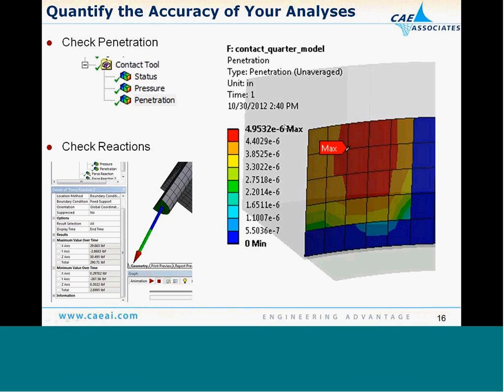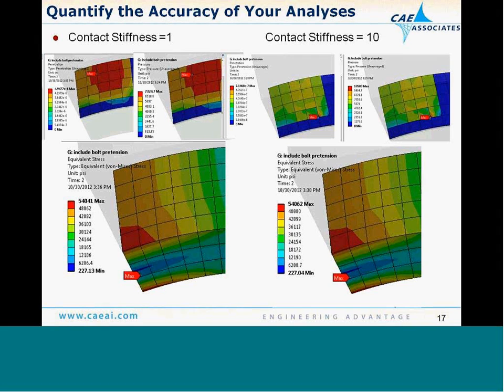So if we look at contact penetration, we get a very small value. It indicates most likely the effects of contact penetration are small. But to understand the impact of the penetration, we want to run several different analyses and adjust our input parameters if possible, and look at and contrast the different solutions.